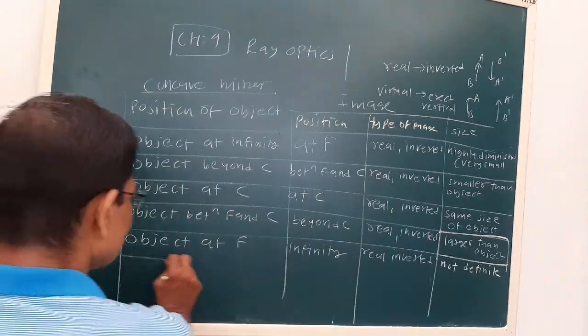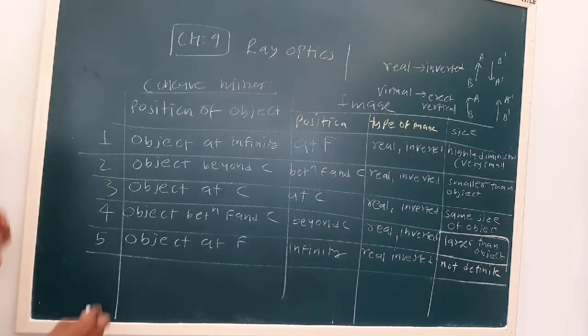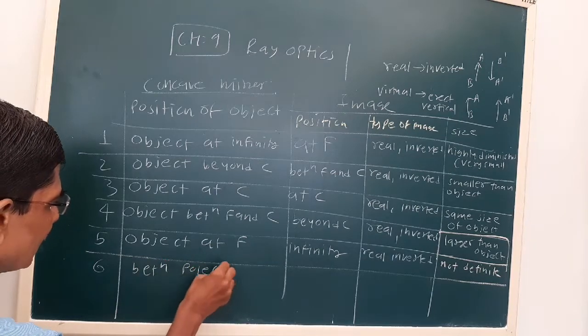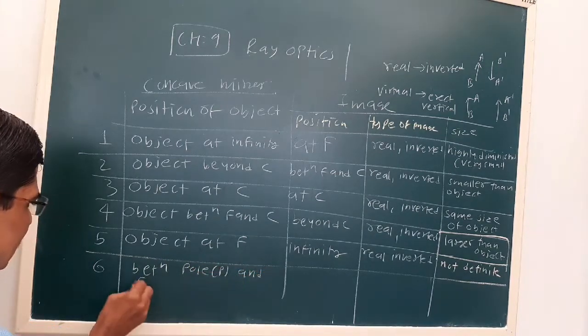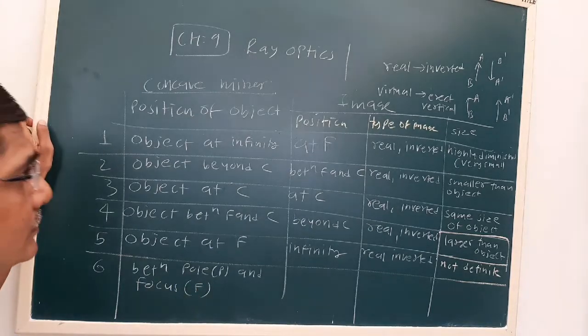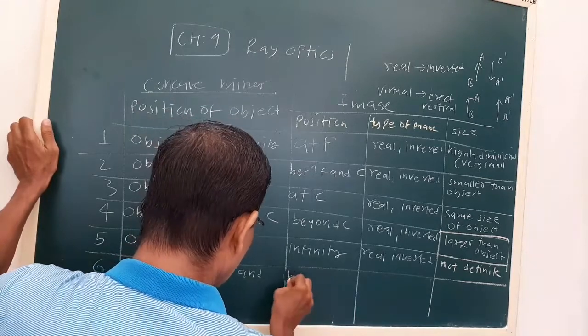See the last case. When the object is between pole P and focus F, the image will be on the same side. Here it will be behind the mirror.